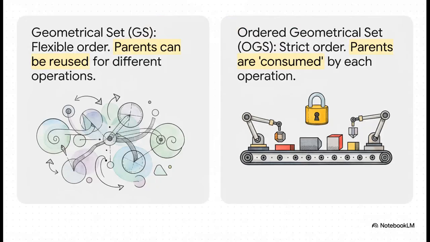And to manage this tree, designers have two main ways of thinking. A geometrical set, or GS, is like a creative brainstorming whiteboard. It's flexible, it's forgiving, you can move things around, reuse bits and pieces for different operations. But an ordered geometrical set, or OGS, that's more like a formal step-by-step assembly manual. Everything is locked in the exact order it was created. And once an element is used, it's consumed, meaning it can't be used again. It's done its job. Sometimes you need that creative freedom, and sometimes you need that rigid, repeatable process.